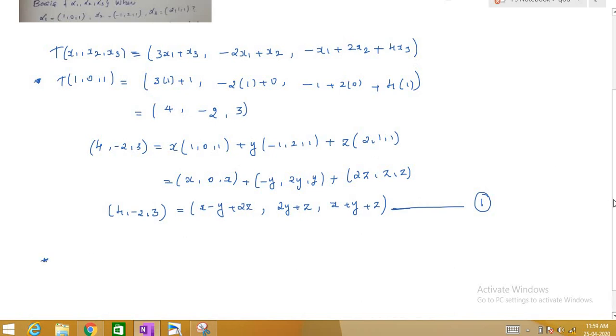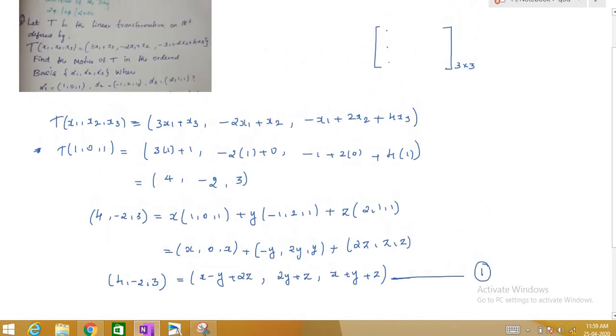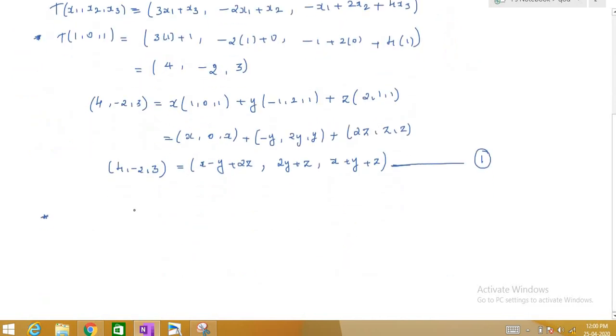For finding the second column, we have to write the second basis vector, that is minus 1, 2, 1, as a linear combination of these three bases. So I'm following the same technique here. The second vector in the basis is minus 1 comma 2 comma 1. So our T of x1 comma x2 comma x3 is 3x1 plus x3.